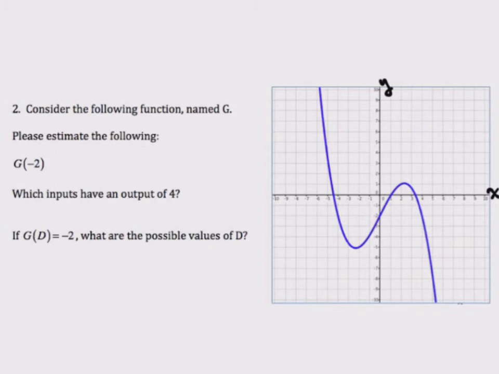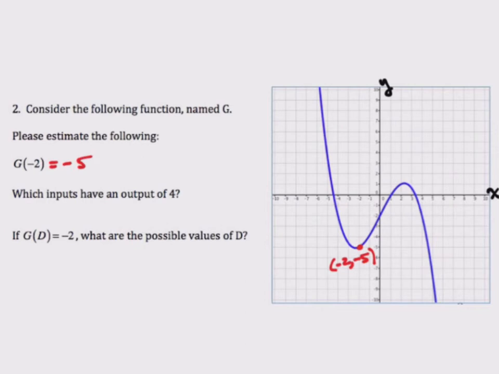So the first thing we want to do is find g of -2. That is, find the output when the input is -2. Let's find -2 on our input axis and see where our graph is there. It appears that our graph is around -5. Here's the point (-2, -5), and so we'd say that g of -2 is -5.